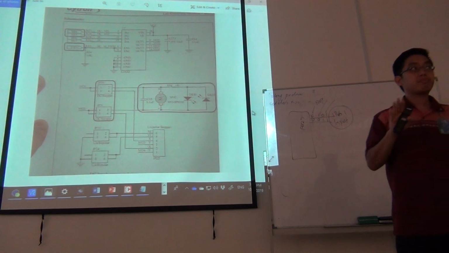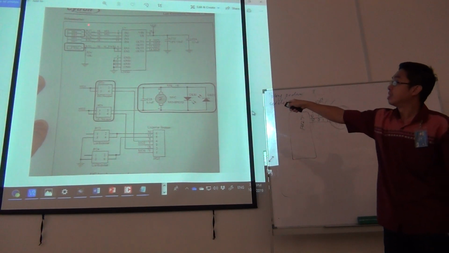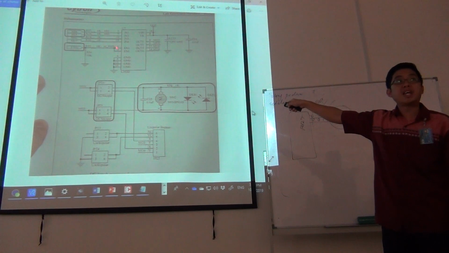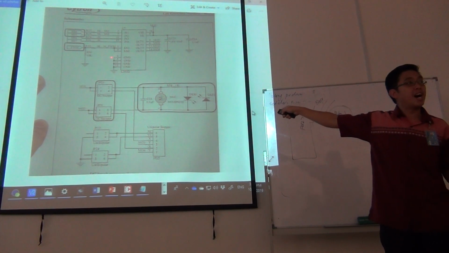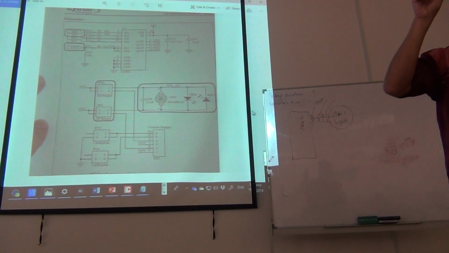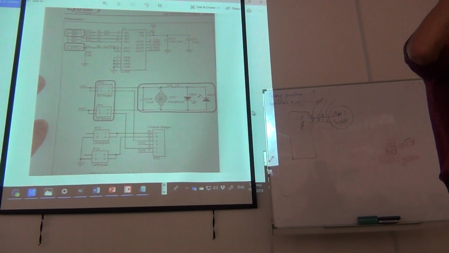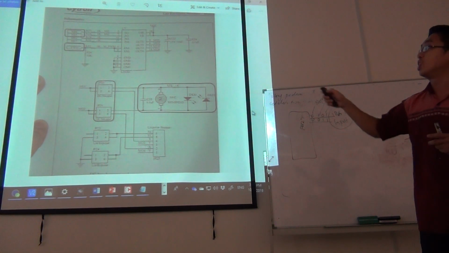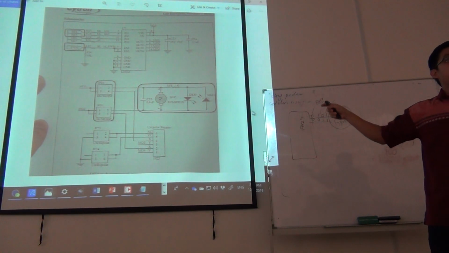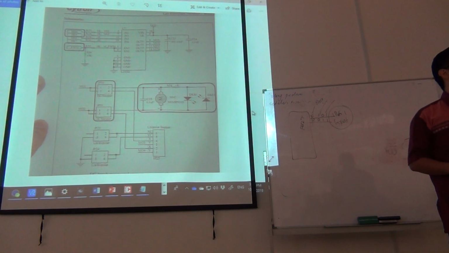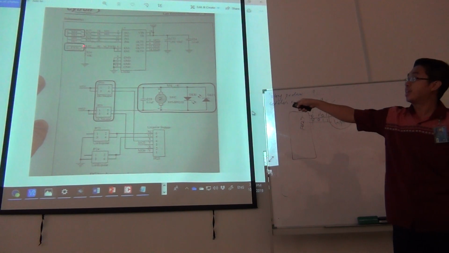Okay? Then next one. RB6, RB7 is connected to in3 and in4. That is for another motor, but your board only has one motor. So we cannot simulate two motors on your board. You can put it down there, but you can use Proteus to simulate your program. Alright?